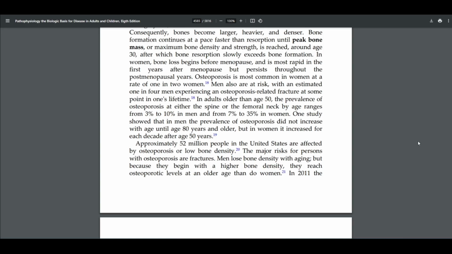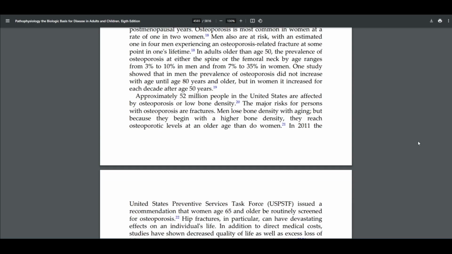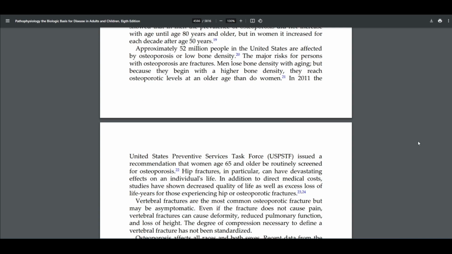One study showed that in men, the prevalence of osteoporosis did not increase with age until age 80 years or older, but in women, it increased for each decade after age 50. Roughly 52 million people in the US are affected by osteoporosis or low bone density. The major risk for persons with osteoporosis is fractures.